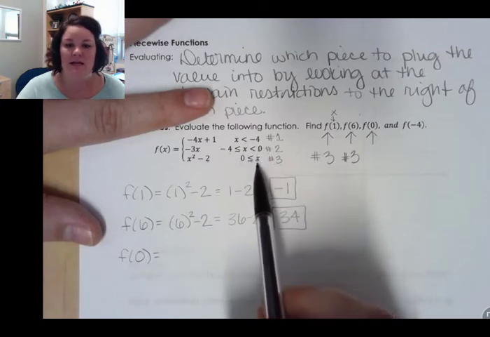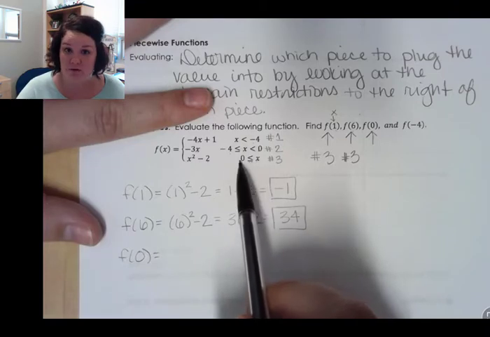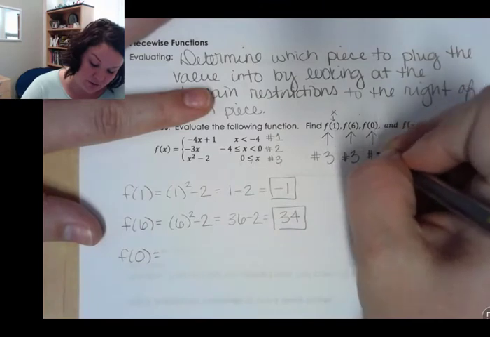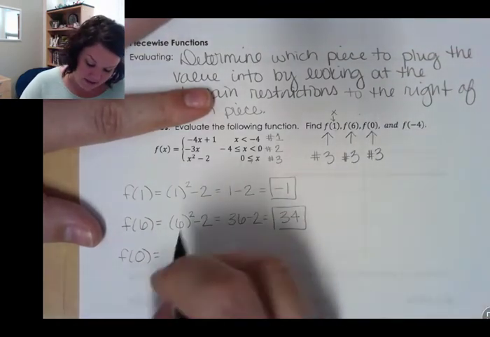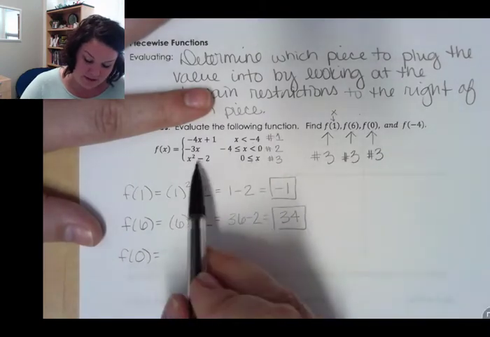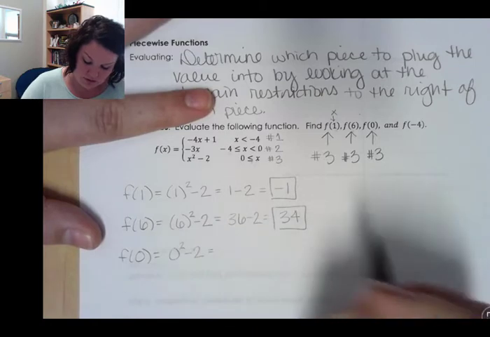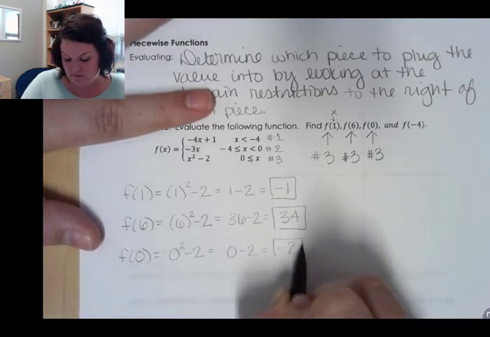Okay, so then I look at the next piece. This says x is greater than or equal to 0. So because we're plugging in a 0, this one actually is going to go into number 3 as well. Gee, not a lot of variety here. So if I plug 0 into this third piece, I'm going to get 0 squared minus 2, which is just 0 minus 2, which is just -2.